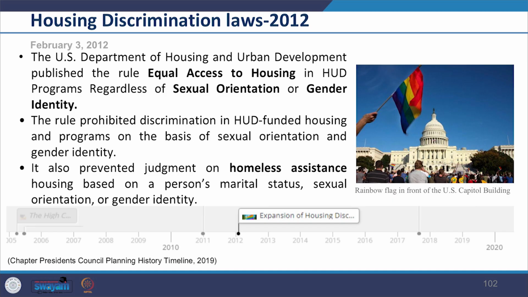Later in 2012, we see expansion of housing discrimination laws. In this time, we see the U.S. Department of Housing and Urban Development published the rule on equal access to housing in HUD programs regardless of sexual orientation or gender identity. The rule prohibited discrimination in HUD-funded housing and programs on the basis of sexual orientation and gender identity. It also prevented judgment on homeless assistance and housing based on a person's marital status, sexual orientation or gender identity.